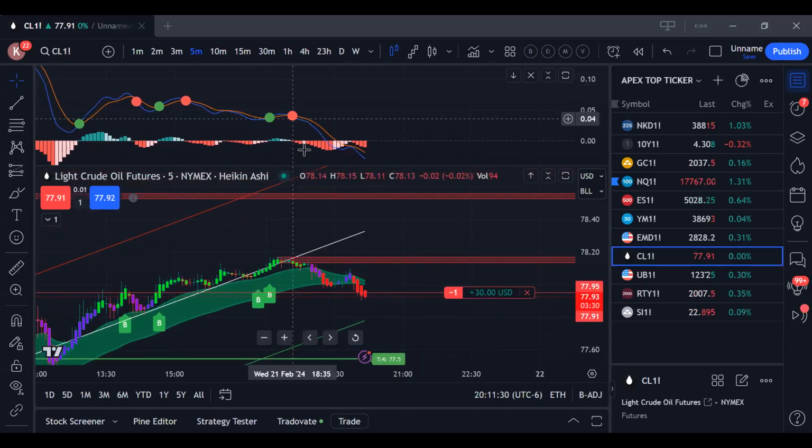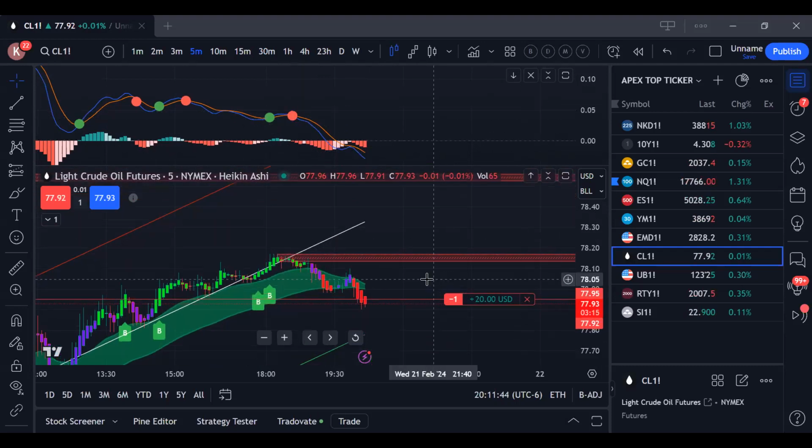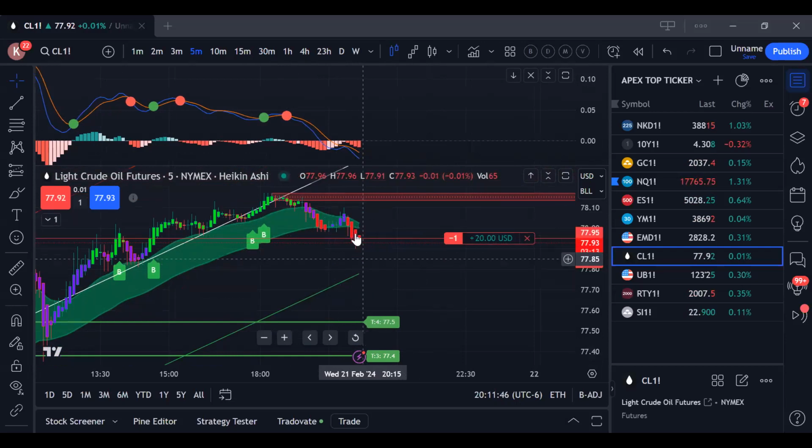We have negative RSI, you have a negative signal here, you have resistance here, you have so much red. There are a lot of red candles. You have a sell zone, you have red here. Then there is a high possibility for it to go down.